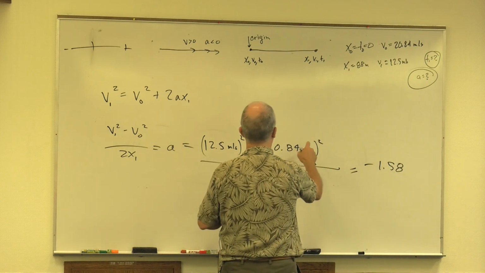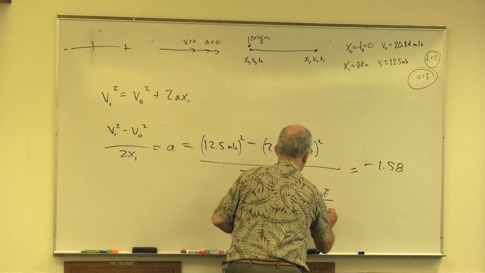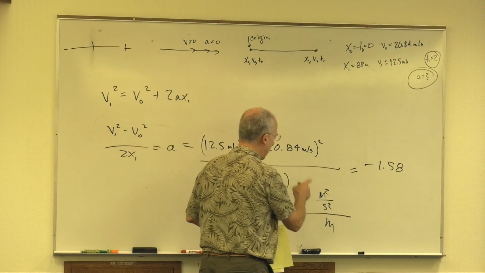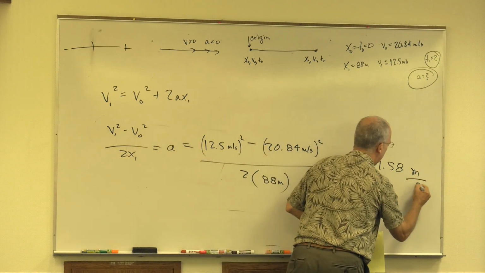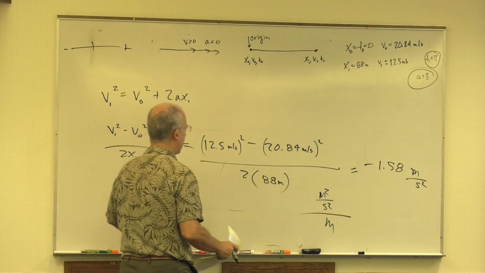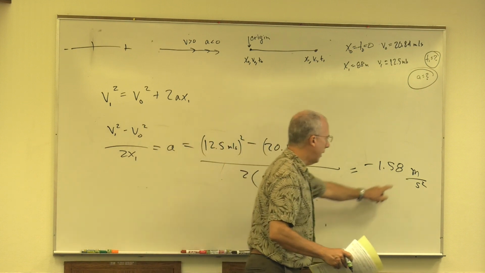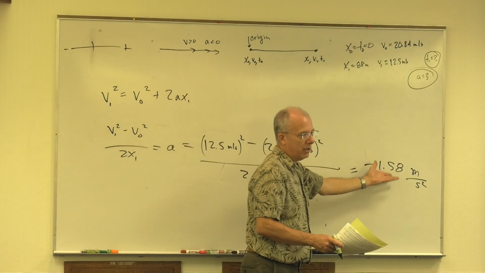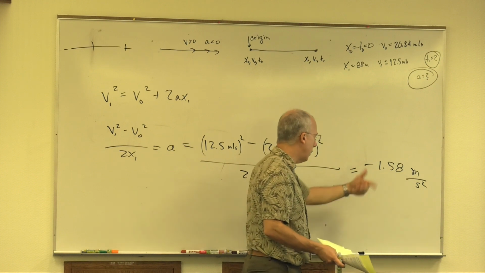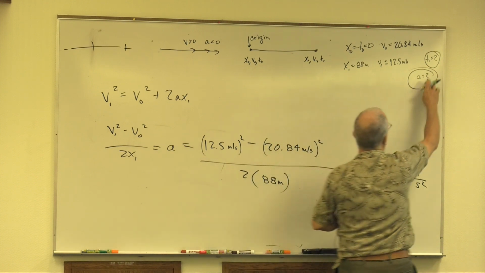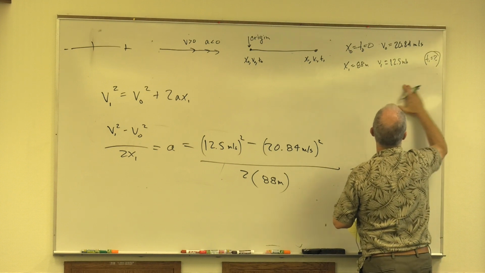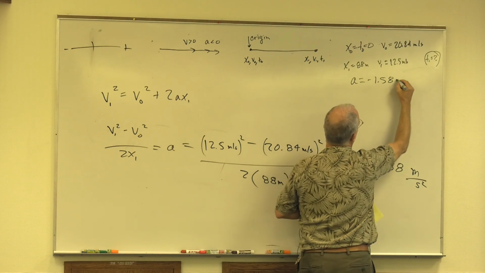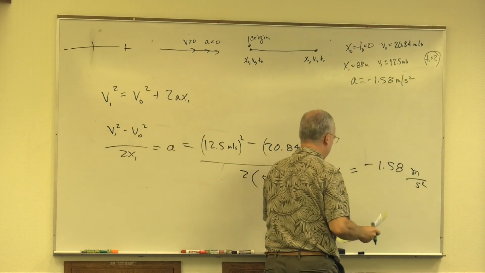Look at the units. We have meters squared over seconds squared on the top and a meter on the bottom. So the meter kills the meter squared, and we get meters per second squared. Now, this is acceleration, so we have the right units. We know it had to be negative, and we get the negative. Is this reasonable? Yeah, it's not like a gazillion, and it's not like 0.001. It's just reasonable. So A equals minus 1.58 meters per second squared.